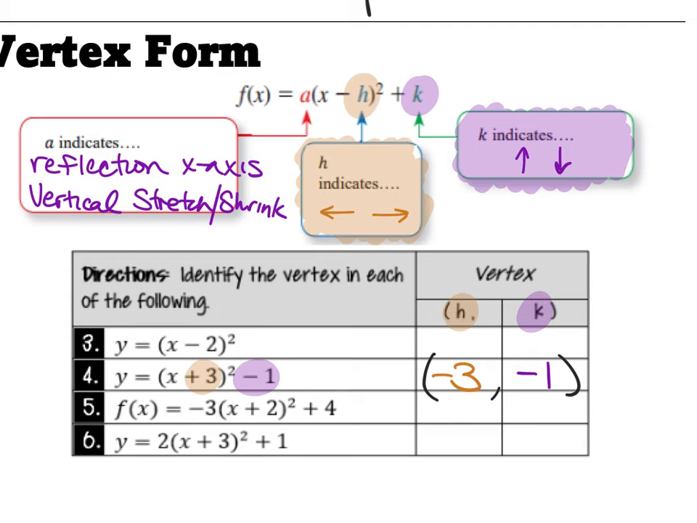Now if we hop back up to number 3, I skipped it on purpose because what number is missing, h or k? K, which means what is it? Since it's not there, 0. But then we have our h value here. It says negative 2, but what number do I actually write down? Positive 2. So 2, 0 would be my vertex, h, k.